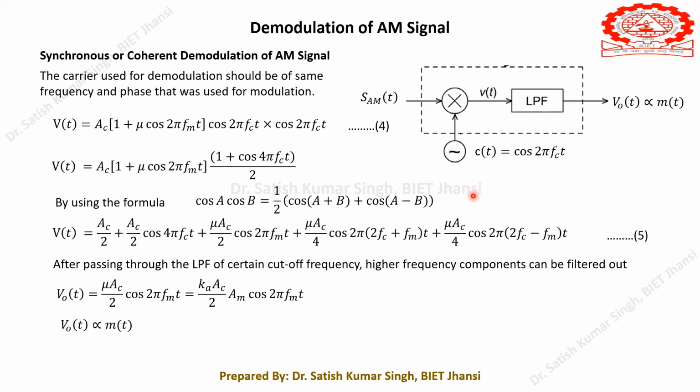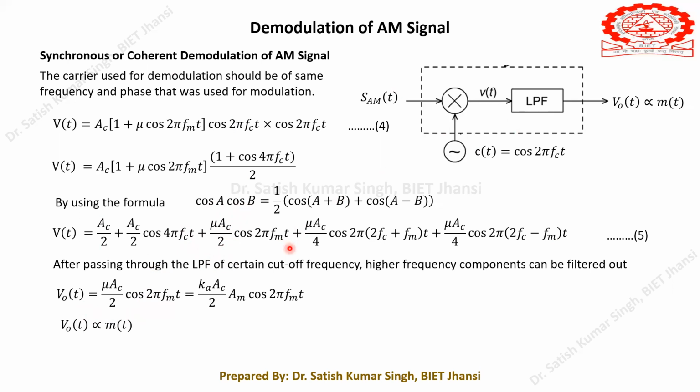So basically, when we pass this signal v(t) through a low pass filter of a certain cutoff frequency, so that only this part is allowed and all other parts are rejected, then the output of this low pass filter will be something like mu Ac by 2 cos 2 pi fm t.